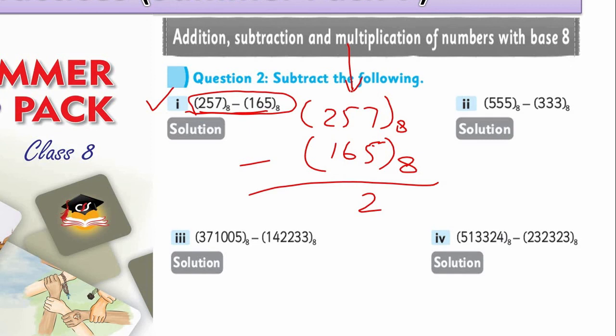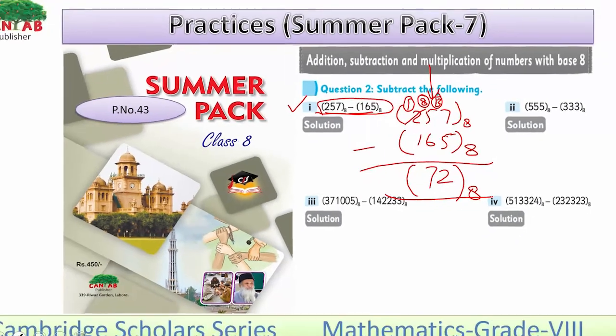So 5 is less than 6. So what we have to do? We need to borrow from the third column. We have 8 here. 8 plus 5 is 13. When we subtract 6 from 13, we have 7. 7 can be written in base 8 number system. So here 2 is 1. So 1 minus 1, that is equal to 0. We don't write 0 on the left side of any given number. So we have 7 2. So 7 2 is our result in base 8. Similarly, you can complete other parts of this question and then at the end send your notebook to your teacher for checking.